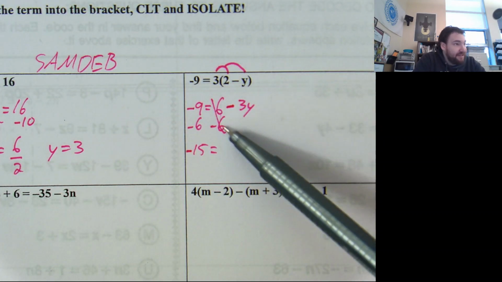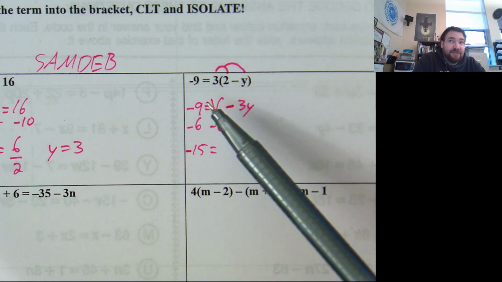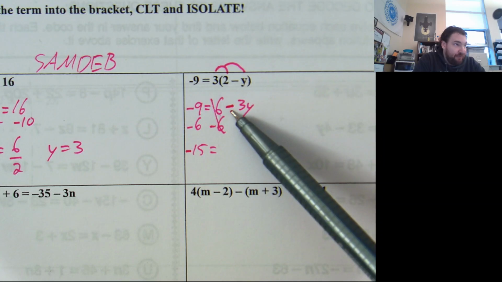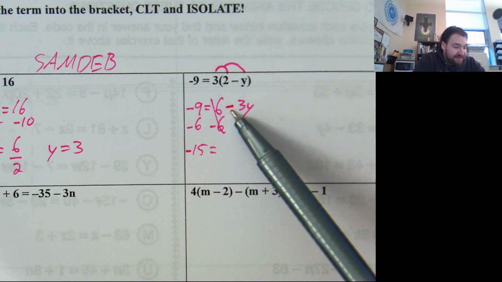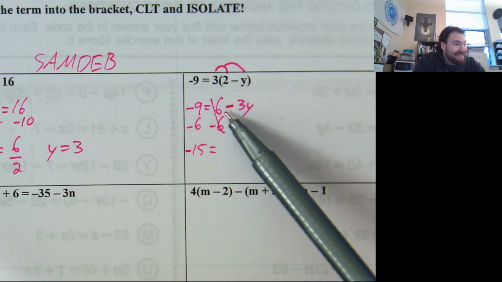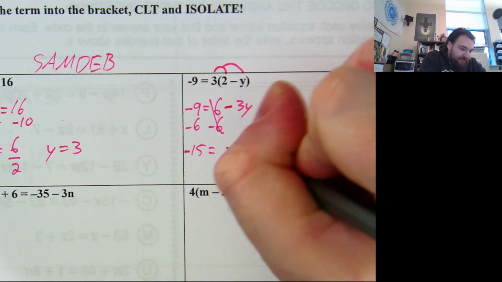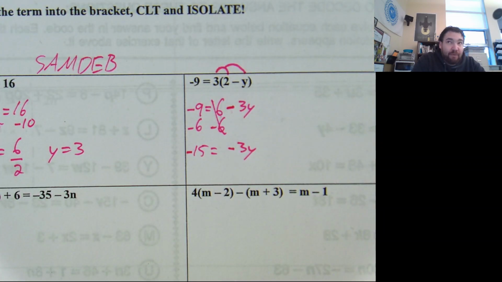And then 6 minus 6 is 0. The mistake I see students make all the time at this stage is that they drop this minus sign right here. Because this minus sign is on the 3y, it has to stay even though the 6 is gone. So we're going to get the negative 3y here. And now I want to get y by itself. How are the negative 3 and the y attached?